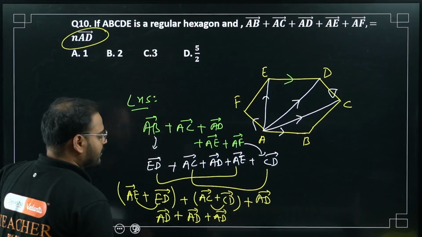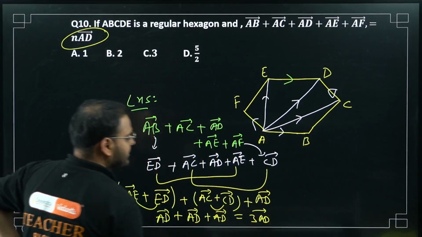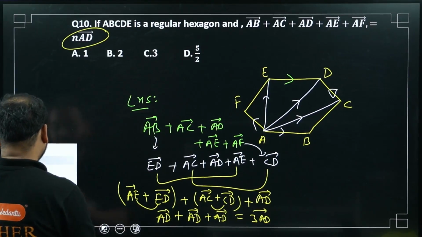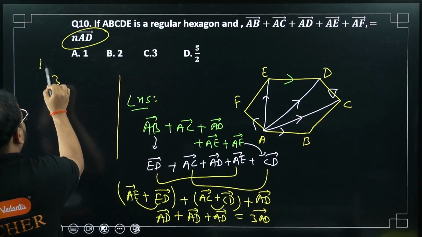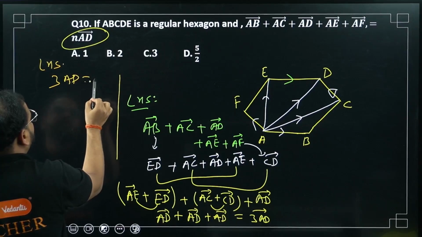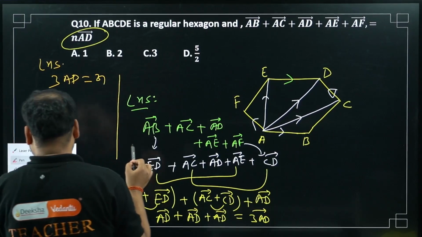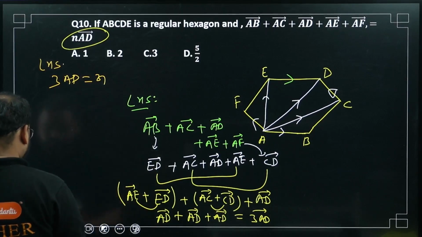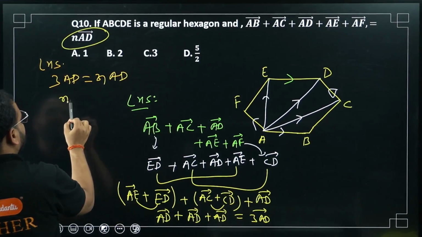What do I get as the answer for all of this? 3 times of AD, sir. So if you compare this result, what I'm getting is LHS equals 3 times of AD, which is equal to what? RHS, right? How much is it? N times of AD. Compare this, N equals 3.